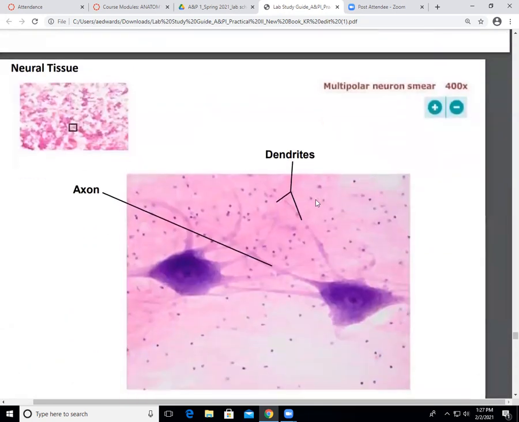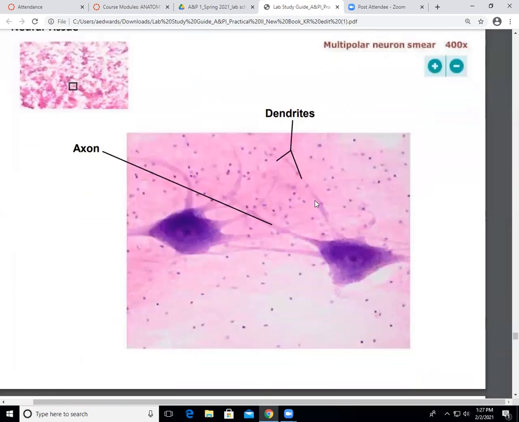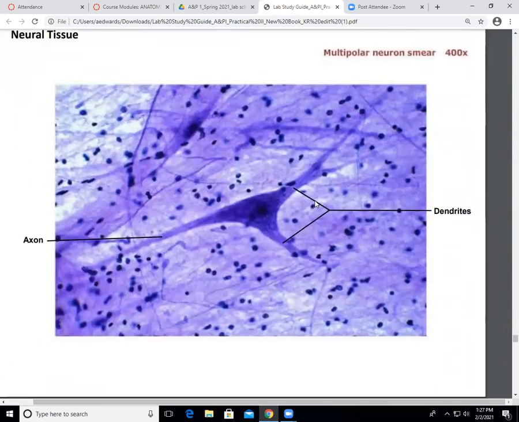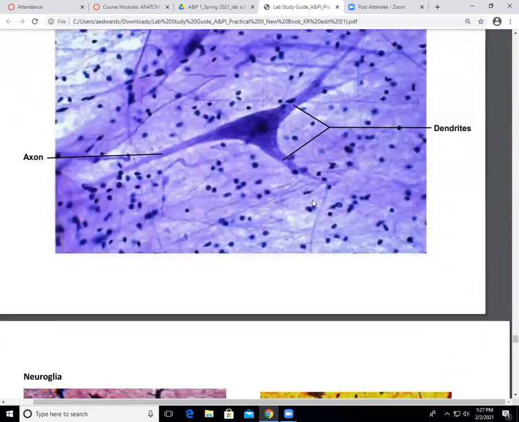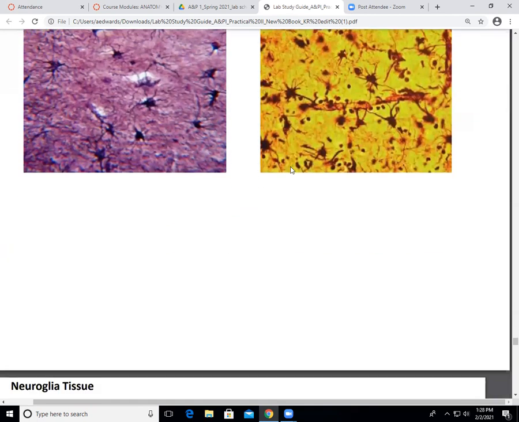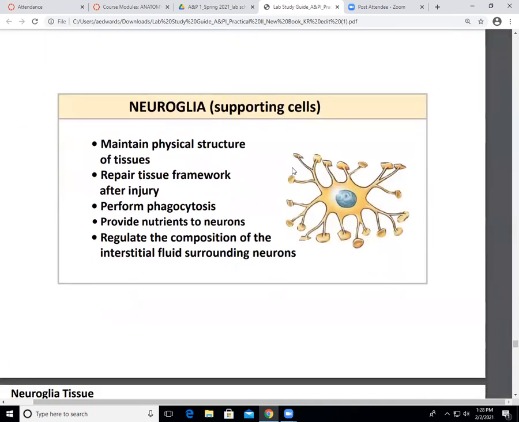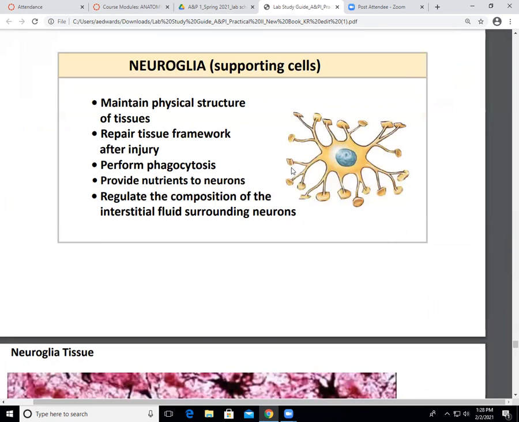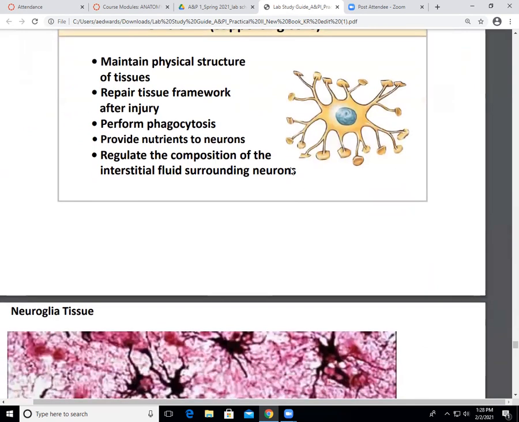Okay. All right, so you get another view of the axons and the dendrites on the neuron. You can see all the neuroglia around it. Here's another view of neuroglia. These particular ones are star-shaped. We'll learn more about those when we cover the nervous system. But these are all the supportive cells, neuroglia. And here are their functions.